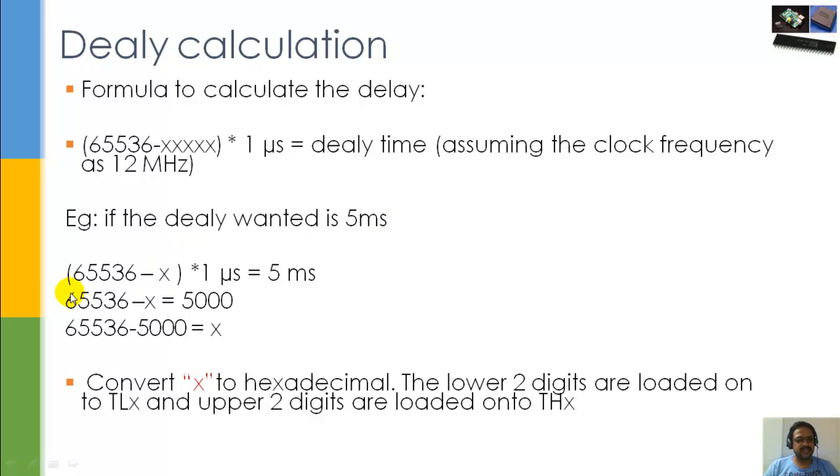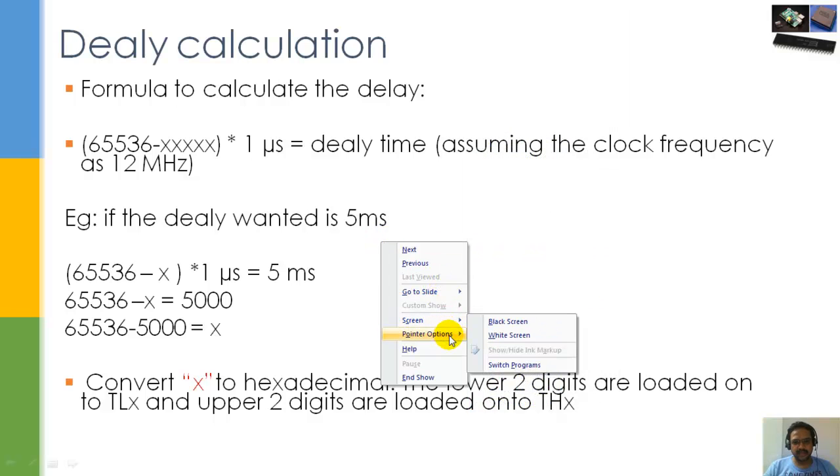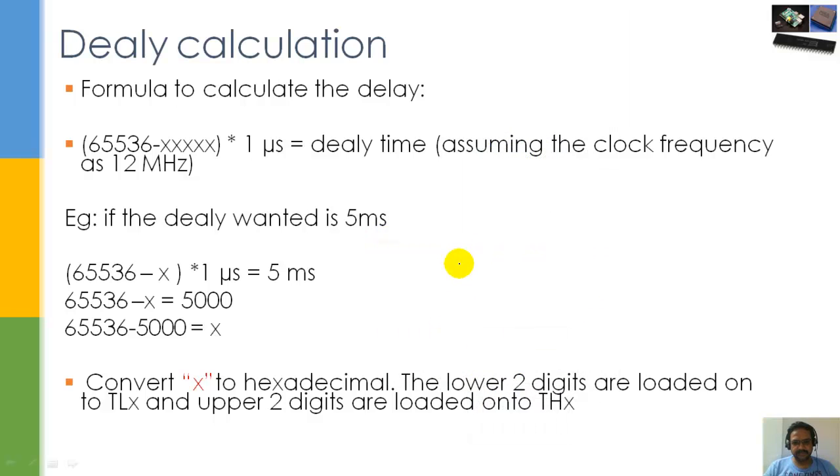As I told you before, 65536 is the maximum count I can go for. TL is 8-bit, TH is 8-bit, totally 16-bit, so 2 power 16 is 65536. This unknown value X represents the hex value that I have to load in TL and TH registers. So 65536 minus X into 1 microsecond. I told you before how 1 microsecond occurs. I'll let you know again how that is done.